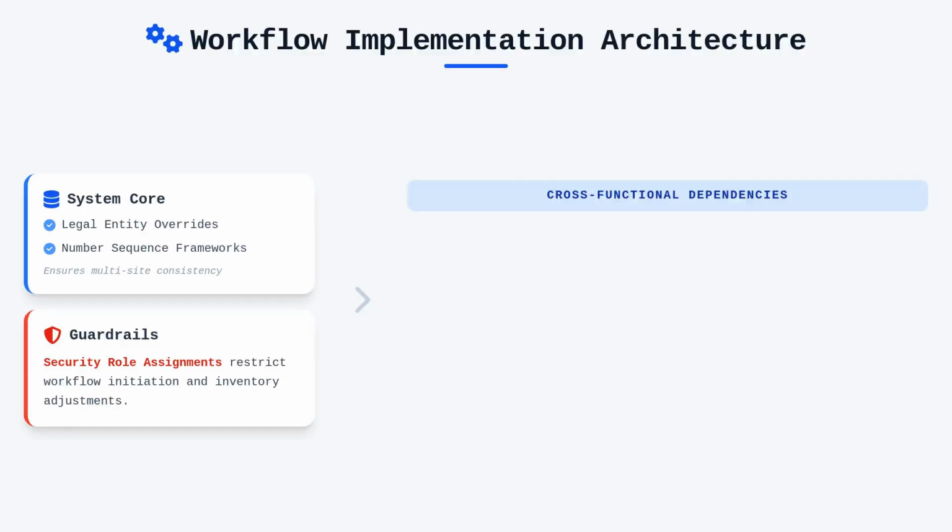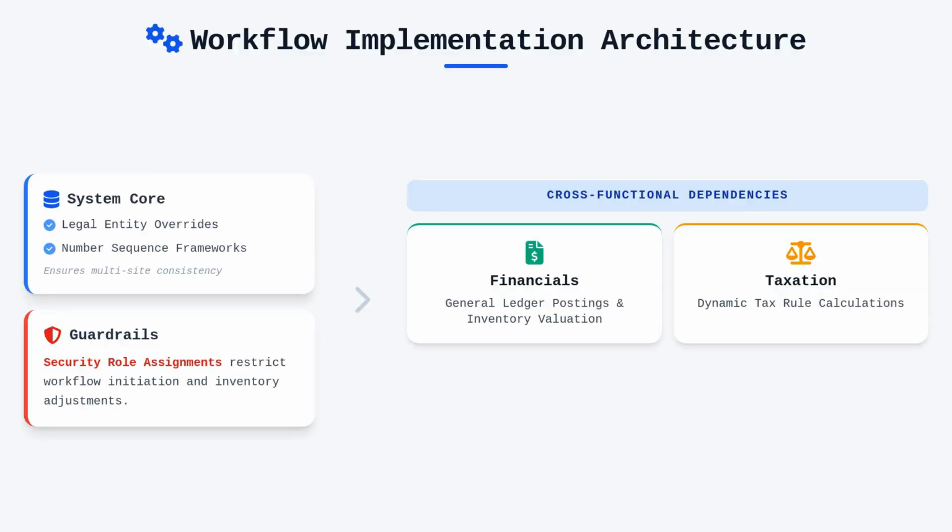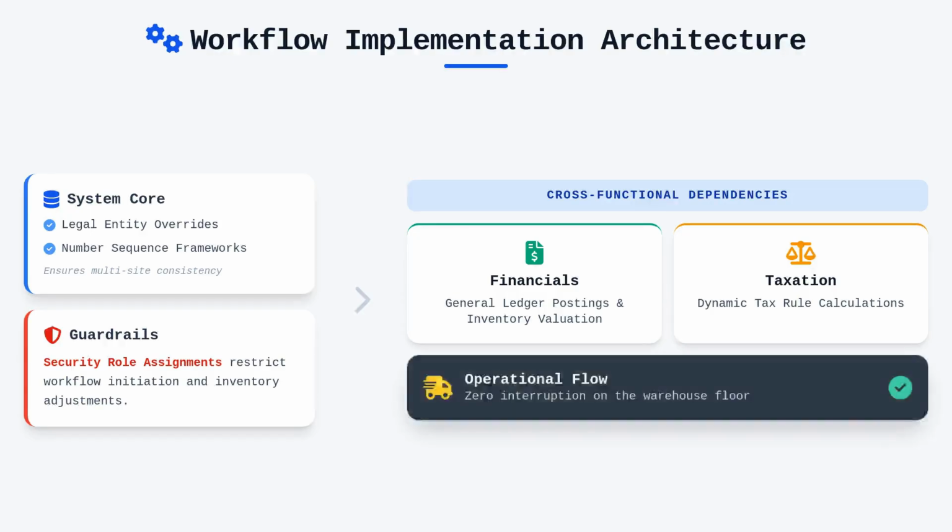Furthermore, you cannot ignore the cross-functional dependencies that these workflows impose on other parts of the application. Inventory valuation, general ledger postings, and tax rule calculations are all deeply intertwined with the completion of a picking or packing task. If a sales order requires specific tax handling or triggers a ledger posting, the underlying configuration must support these events without interrupting the operational flow on the warehouse floor.